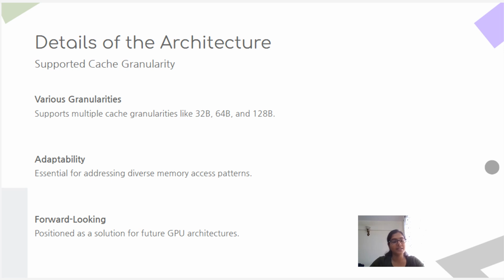Supported cache granularity. DyCache supports multiple cache granularities including 32 bytes, 64 bytes and 128 bytes, allowing it to adapt to the needs of emerging GPU applications. The flexibility in granularity is essential for addressing the diverse memory access patterns present in modern applications. This adaptability positions DyCache as a forward-looking solution for future GPU architectures.